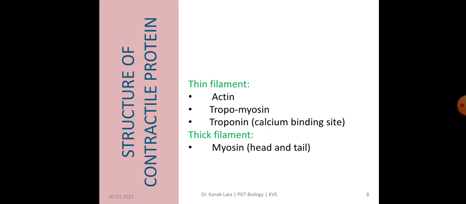Now the next topic is about structure of contractile protein. There are two types of protein present in myofibrils. They are the thin filament consisting of actin, tropomyosin and troponin, which is the calcium binding site, and thick filament consists of myosin having head and tail. So here we are going to discuss about both the filaments in detail. First we will discuss thin filament, that is actin.